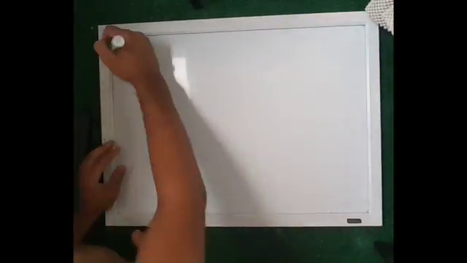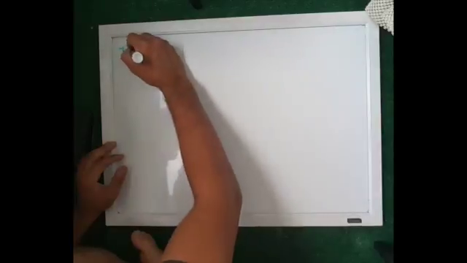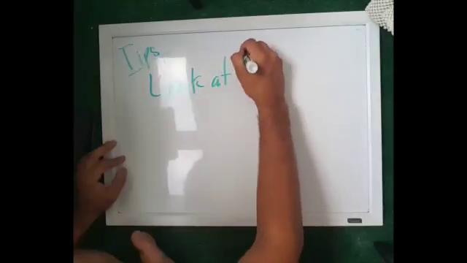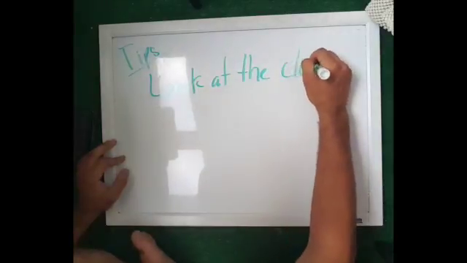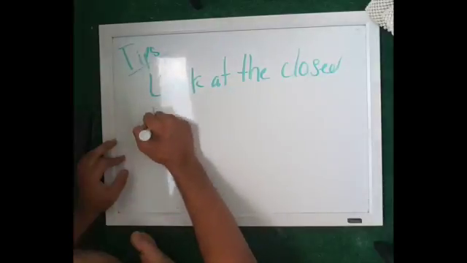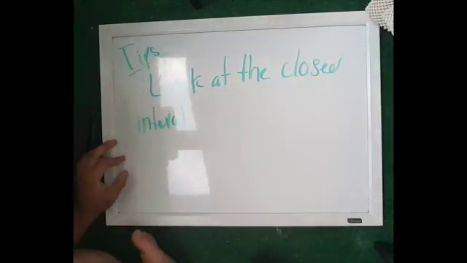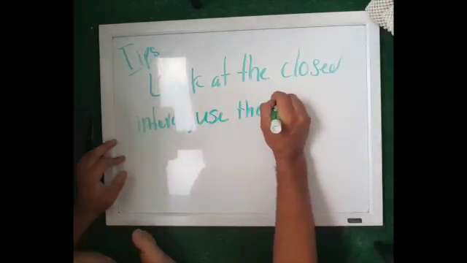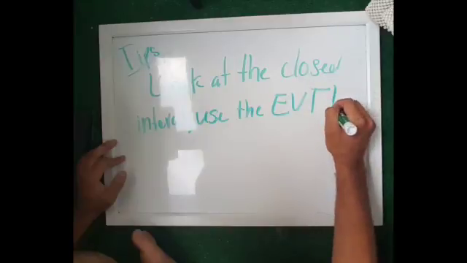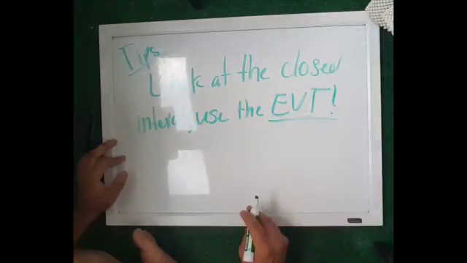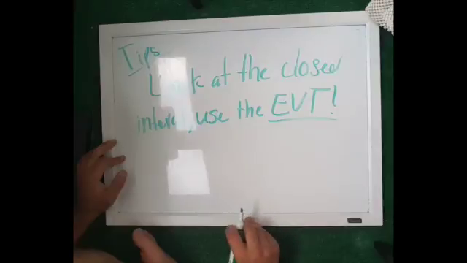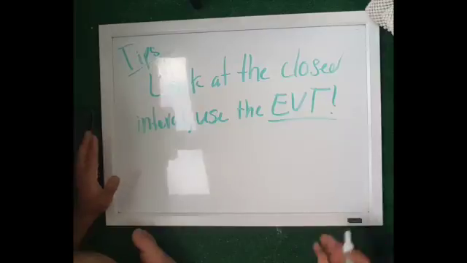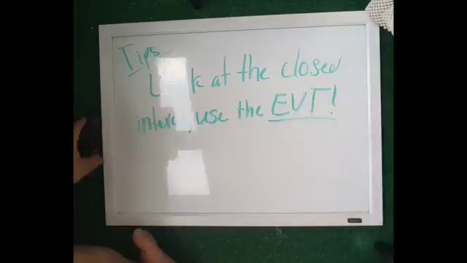And just some tips. Look at the closed interval that they're giving you, and use the extreme value theorem. Because if you use this, you can make your life easier. If a problem is asking you for the absolute extrema of an equation within a closed interval, but it isn't continuous or differentiable, you have your answer. There are no absolute extrema. It can be a quick and easy way to do this.